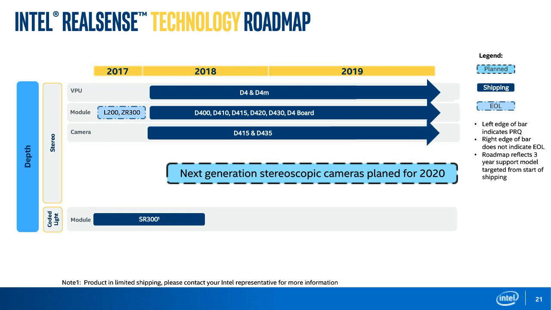The D4 and D4M, these are VPUs, or the vision processors. All of the modules you see on the module line, and then the 415. We plan to have these last about a 3-year life cycle is what we're thinking. Where we think the handoff's going to be is roughly in 2020 when we start developing or releasing our next generation of stereoscopic cameras. The great news is we plan on making our software backwards compatible.